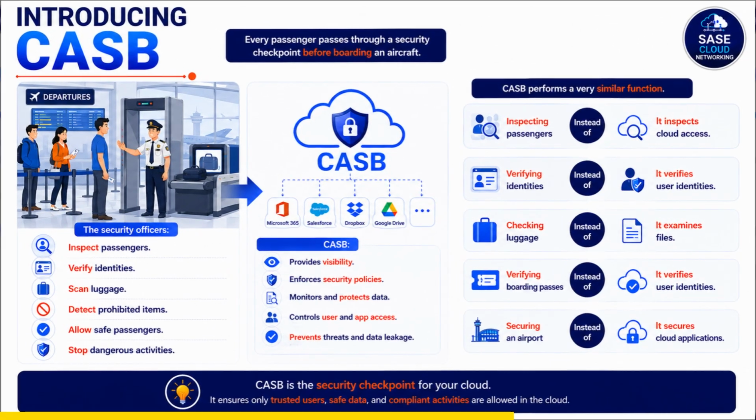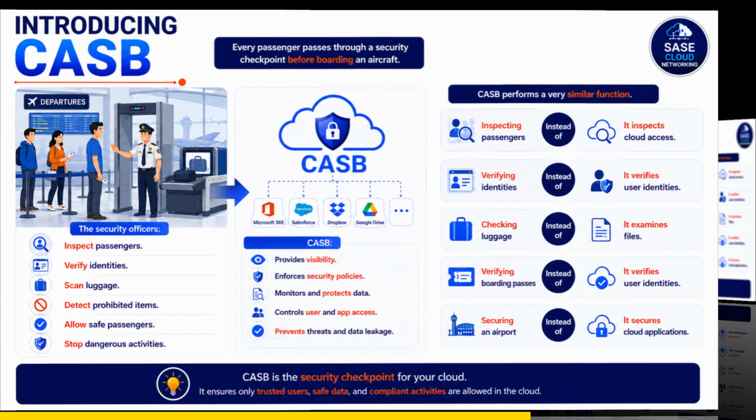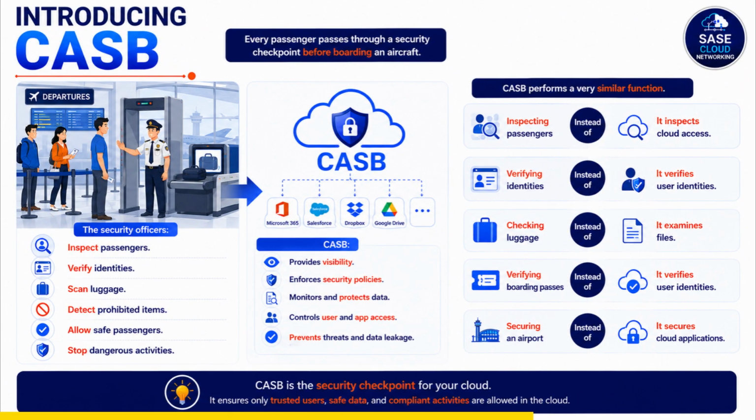Or think about airport security. Every passenger passes through a security checkpoint before boarding an aircraft. The security officers inspect passengers, verify identities, scan luggage, detect prohibited items, allow safe passengers, stop dangerous activities. CASB performs a very similar function, but instead of inspecting passengers, it inspects cloud access. Instead of checking luggage, it examines files. Instead of verifying boarding passes, it verifies user identities. Instead of securing an airport, it secures cloud applications.